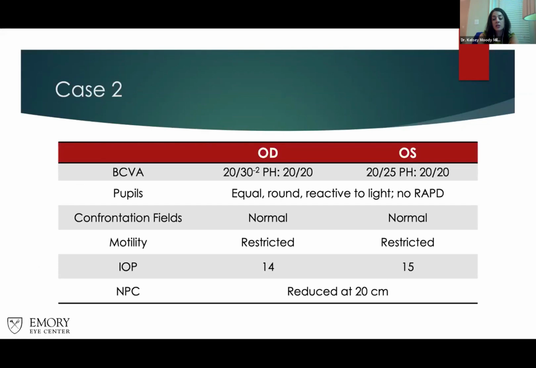His best corrected acuity, he has 20/20 in both eyes. Pupils are normal, as are confrontation fields. His motility is restricted. We'll show you that in a minute. His eye pressure is normal, and he has a reduced near point convergence at 20 centimeters.